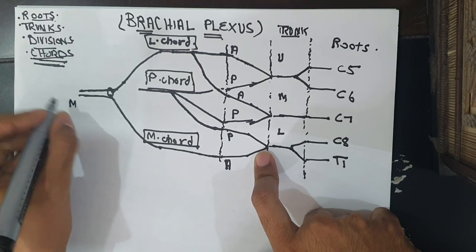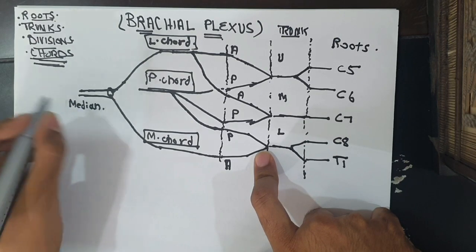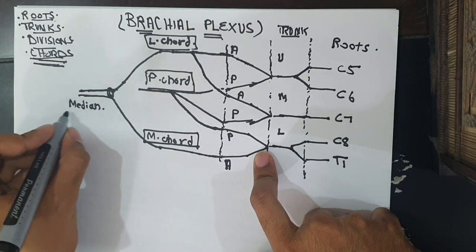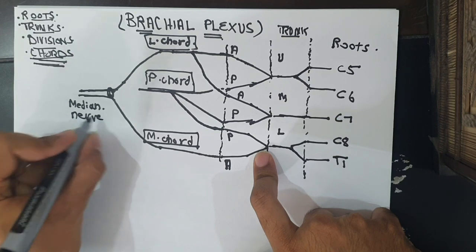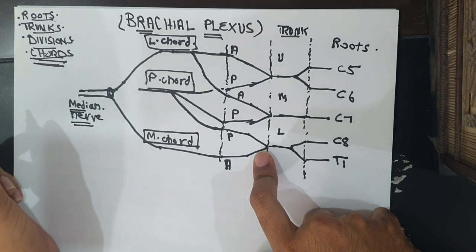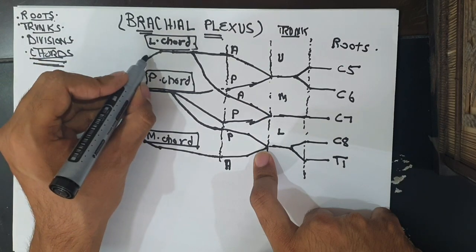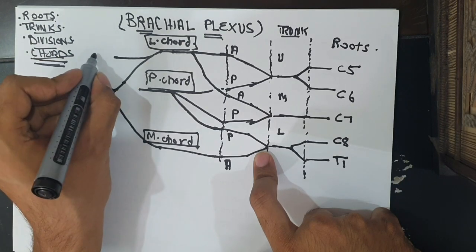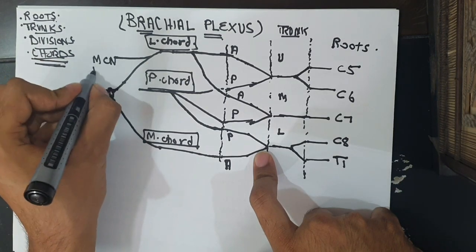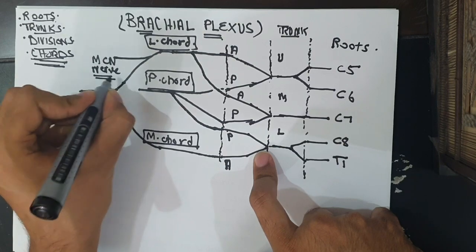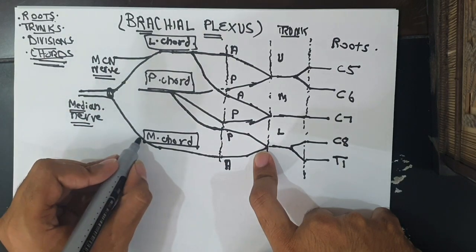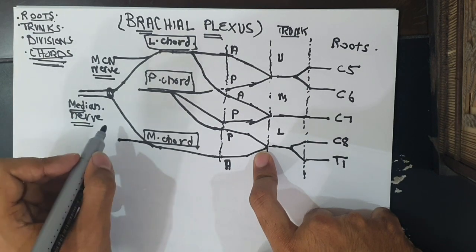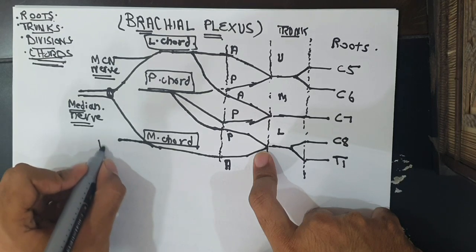And over here we give this nerve, which forms from the combination of the lateral cord and the medial cord, the name median nerve. The nerve which is going to originate from here before the formation of the median nerve is the MCN, or the musculocutaneous nerve.